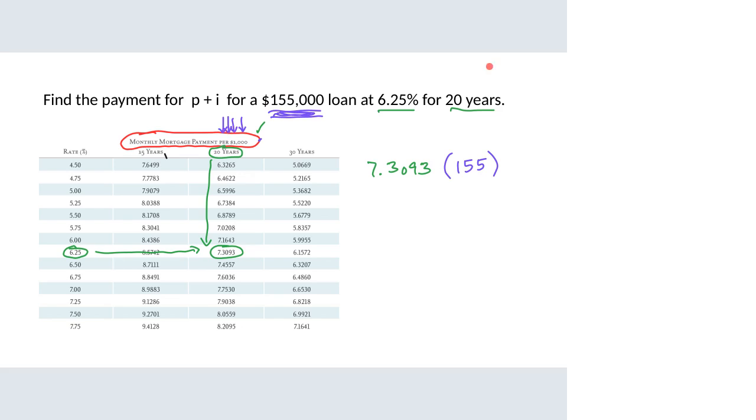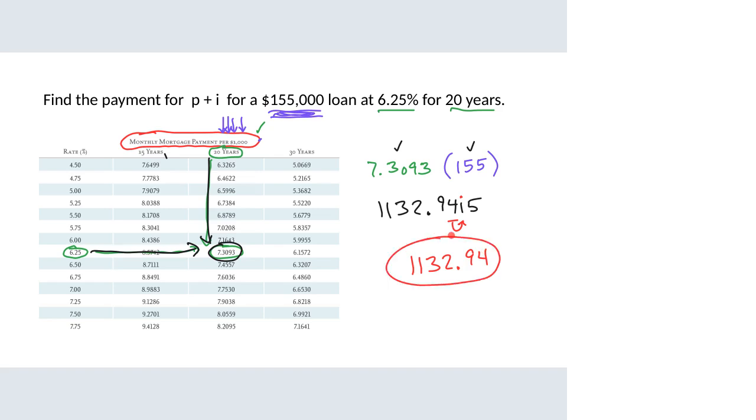So what would the payment be for principal plus interest for a $155,000 loan at 6.25% for 20 years? We find our 6.25%, we find our 20 years, and where those come together gives us this number. We multiply by the number of thousands we borrowed, which is 155. So we just multiply those two things together. 7.3093 times 155, and I get 1132.9415. This question involves money, so we're going to round to the nearest cent, which is the nearest hundredth. That's four or lower, so we'll round this down to 1132.94. So for a $155,000 loan at 6.25% for 20 years, the payment for principal and interest would be $1,132.94.